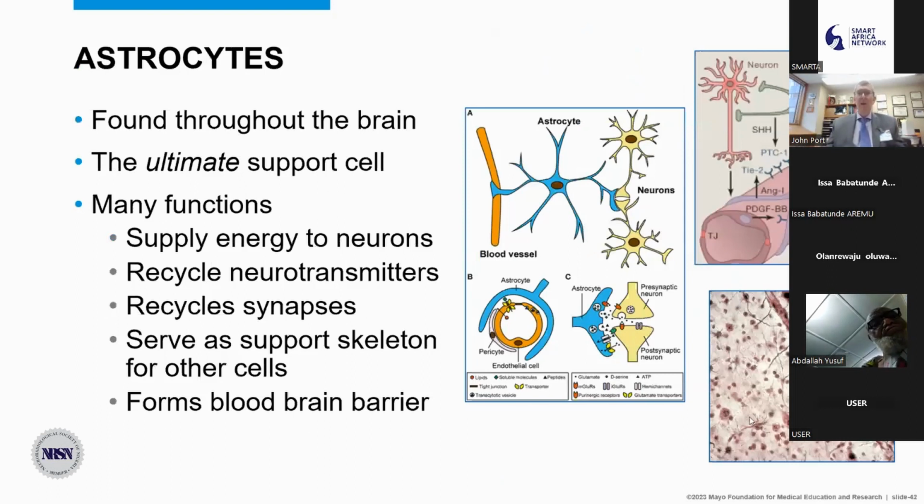Astrocytes. Now, these are found throughout the brain, and think of astrocytes as the ultimate supporting cell. Neurons would not do very well at all if they didn't have an astrocyte partner. And the astrocytes supply energy to neurons via something called a lactate shuttle. The astrocytes play a key role in recycling neurotransmitters and synapses. They serve as a support skeleton for pretty much the whole brain and form the blood-brain barrier. So astrocytes, a key cell in the brain. And actually, the vast majority of cells are astrocytes.